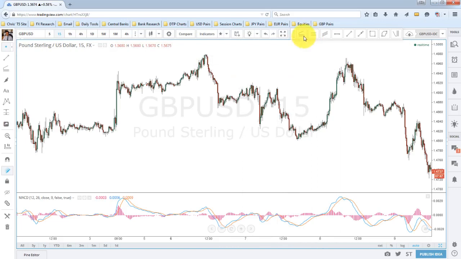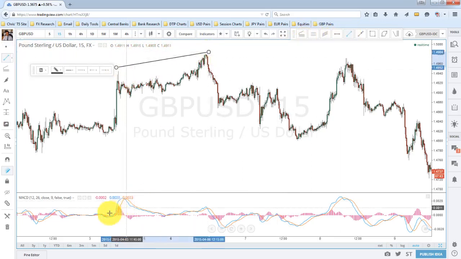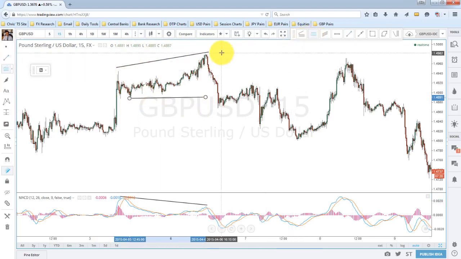So here is our divergence. We have price moving higher, MACD cycling lower. Here's our qualified leg. Price makes a nice strong move below the low point of the swings. And here is our pullback.